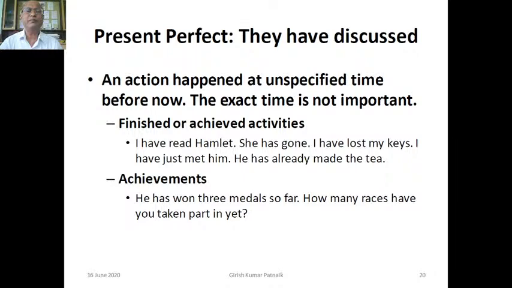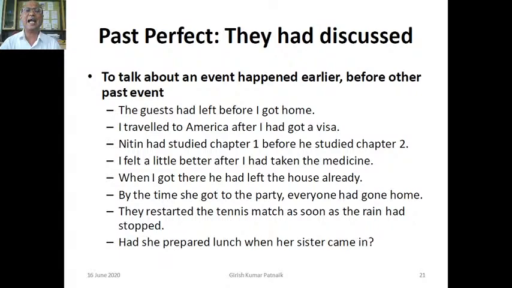Present perfect: they have discussed. They have discussed refers to something already finished, or already achieved activities, or any kind of achievements. The time is not important. At that time, we can very well use present perfect. Past perfect: they had discussed. Present is have discussed, past is had discussed. Here in the bold, you can see, it is used to talk about an event that happened earlier than another past event. I have given many examples, so there you can use the past perfect.